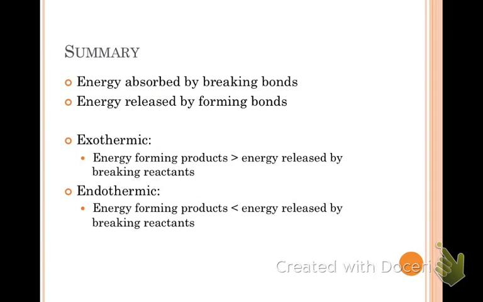All right, to summarize, we know energy is absorbed by breaking bonds, so we need to put in energy to break bonds, and energy is released by forming those bonds. An exothermic reaction is when the energy released by forming the products is greater than the energy absorbed by the reactants. And endothermic is the opposite. The energy from the products is less than the energy absorbed by the reactants.